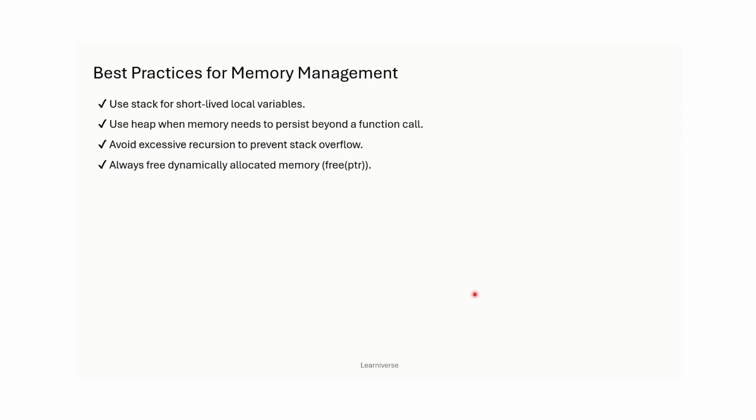So these are some of the best practices for memory management. Use the stack for short-lived local variables. Use the heap when memory needs to persist beyond a function call, and avoid excessive recursion, mainly to avoid stack overflow. And always free dynamically allocated memory using the free function.